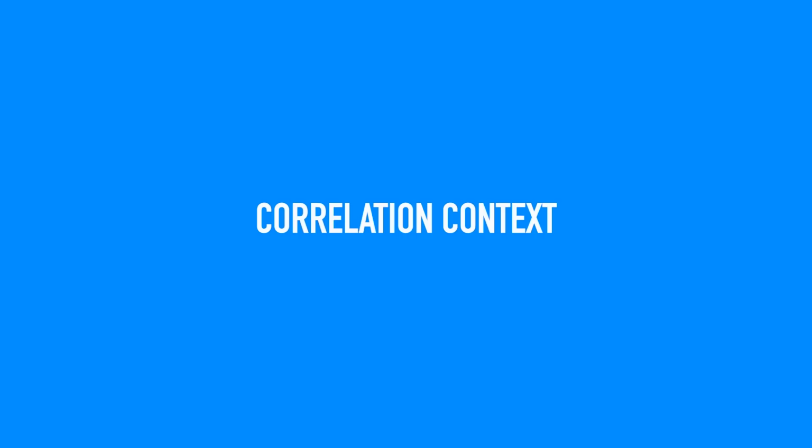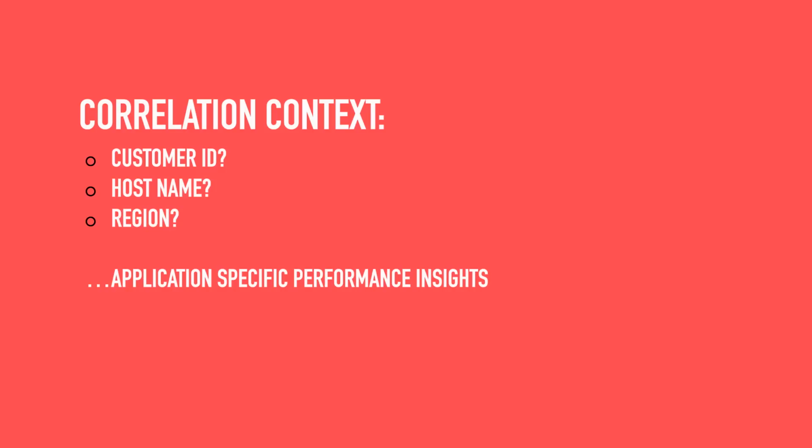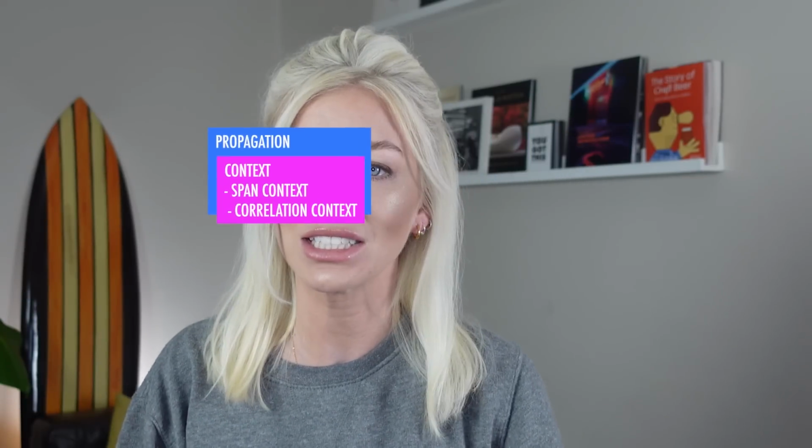And then we have the correlation context. A correlation context carries user-defined properties. This is usually things such as customer ID, provider's host name, data region, and other telemetry that gives you application-specific performance insights. Correlation context is not required, and components may choose to not carry or store this information. A context will usually have information so we can identify the current span and trace. And propagation is the mechanism we use to bundle up our context and transfer it across services.